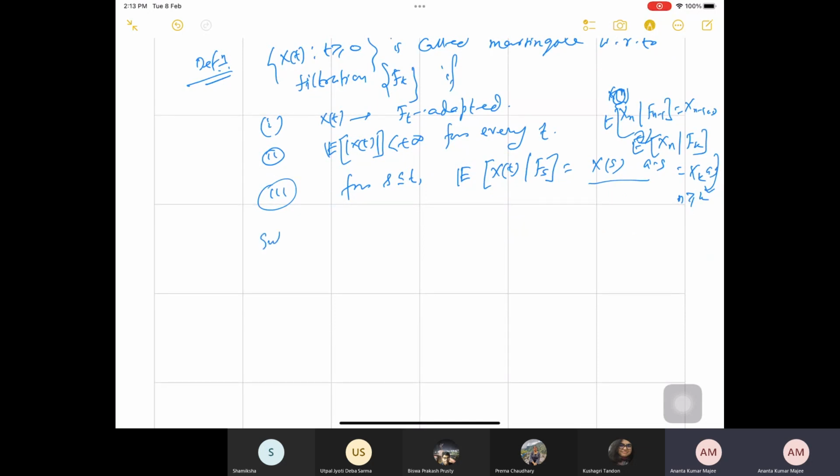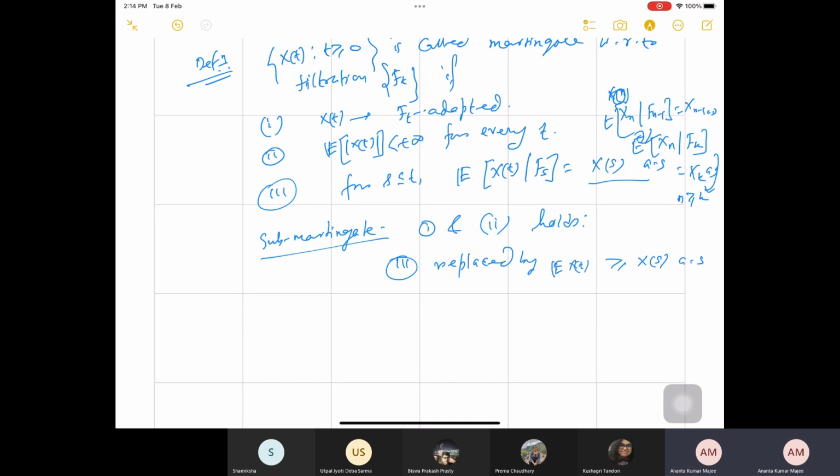Now you can again define the submartingale. In that case, 1 and 2 hold and 3 should be replaced by the condition that it is greater than or equal to X_s. That means the expectation of Xt given F_s is greater than or equal to X_s. And for a supermartingale, you have this thing. This 3 should be replaced by this: X_s is greater than or equal to the expectation of Xt given F_s.